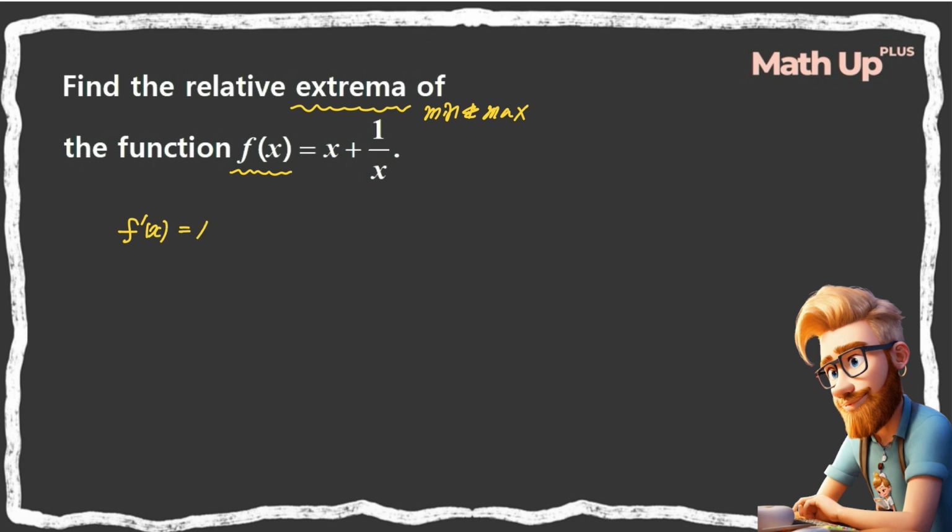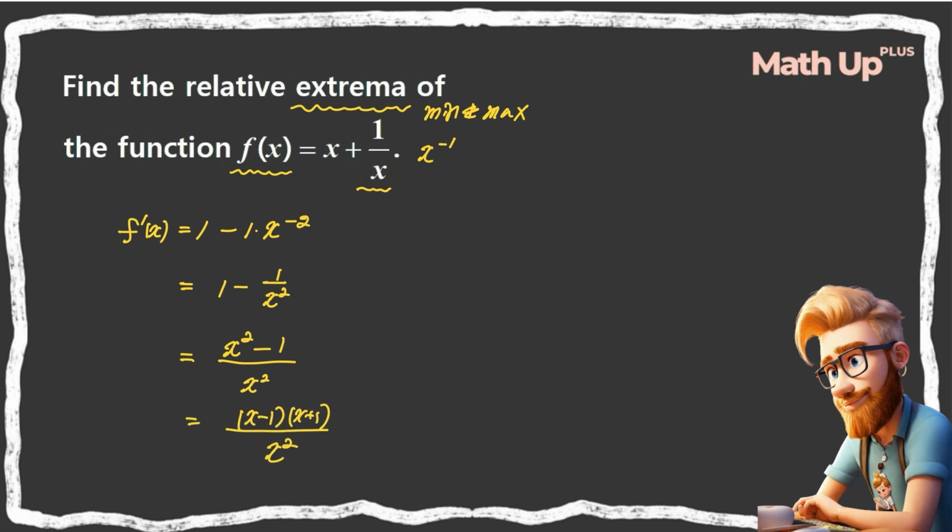That is equal to 1. Derivative of 1 over x, that's x to the negative 1. So if we apply power rule, that's minus 1 times x to the negative 2. So that's 1 minus 1 over x squared. If we combine these two terms, that's x squared minus 1. Numerator can be factored, x minus 1, x plus 1 over x squared. That's our f prime of x.